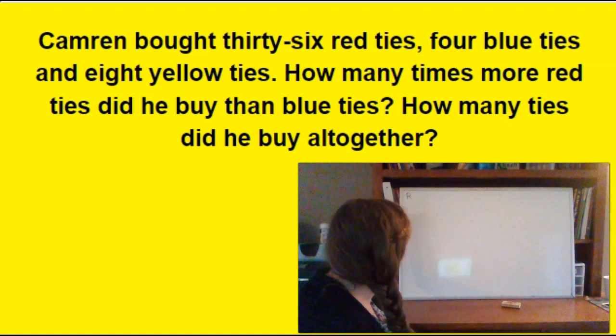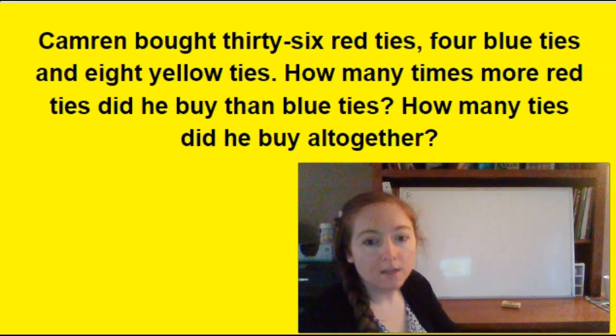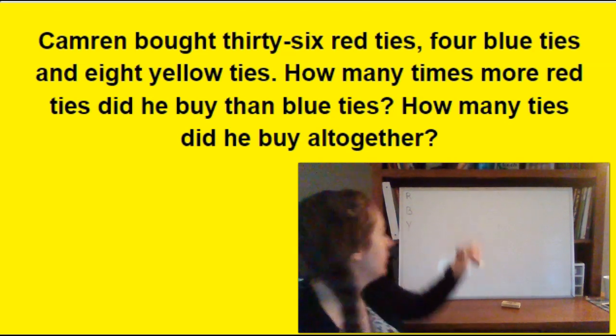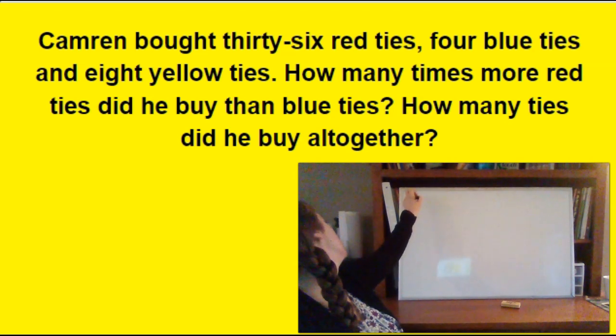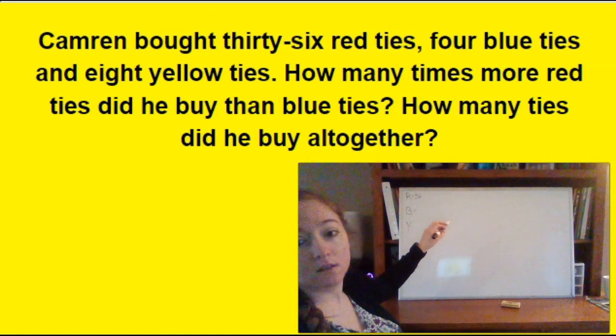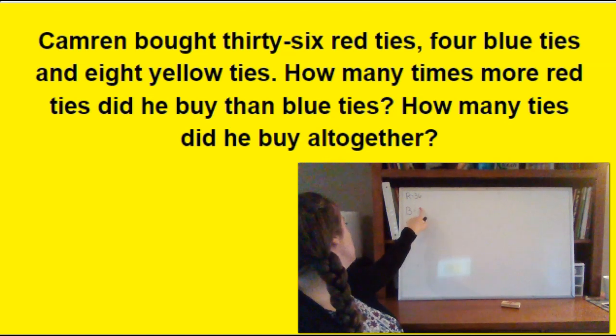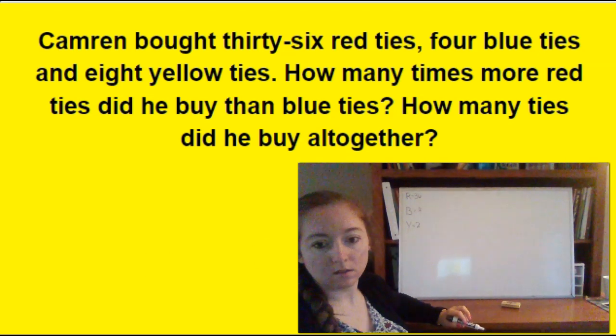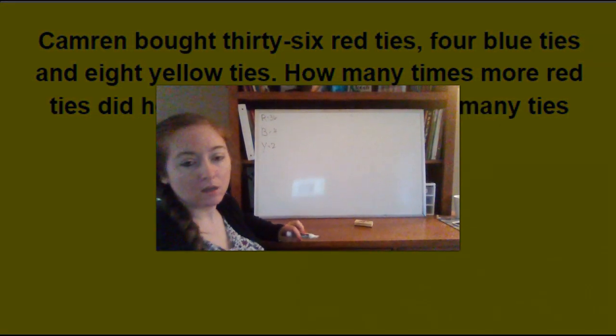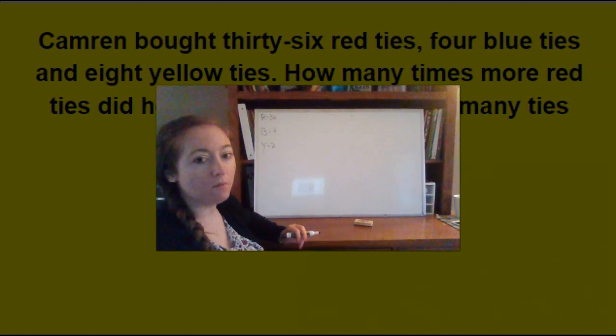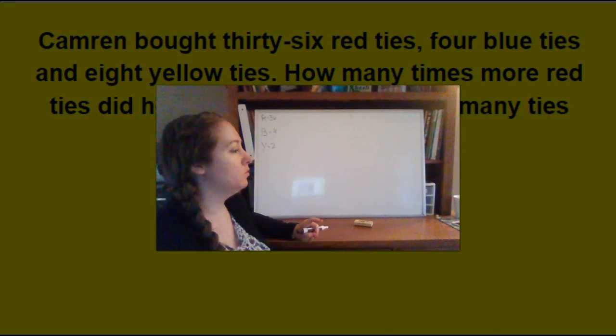the red ties, blue ties, and we have yellow ties. Alright, we know that he has 36 red ties. We know that he has 4 blue ties. And we know that he has 2 yellow ties. Okay, so at this point in the problem, this is where they want you to work backwards.